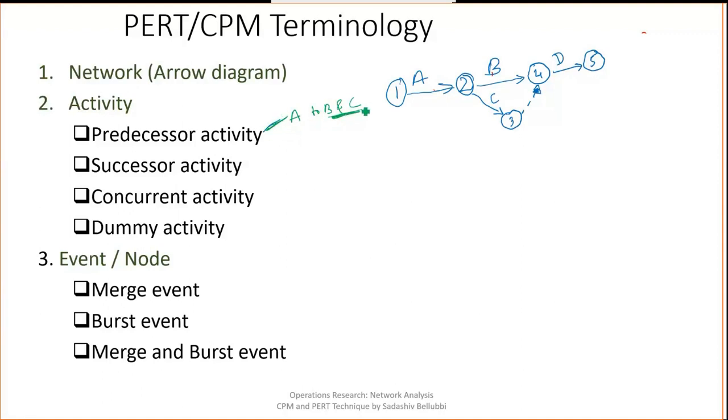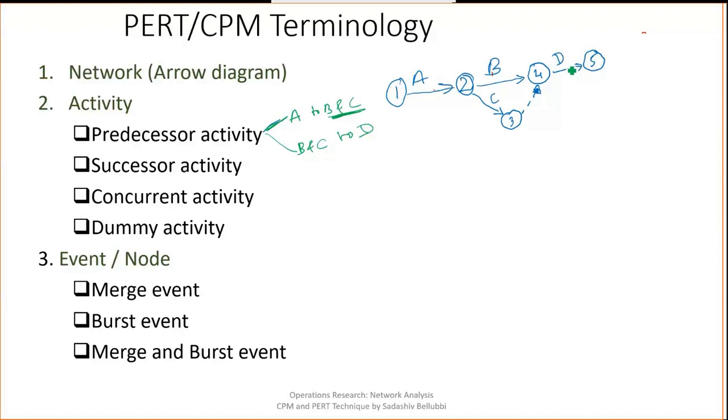At the same time, B and C are predecessor activities to the D activity also. It means that if you want to start with B and C, A has to be finished. So that's why it is predecessor, or previous activity. Next, if you want to start with the D activity, then B and C should be finished. In this given network, A is a predecessor to B and C, as well as B and C are predecessors to the D activity.